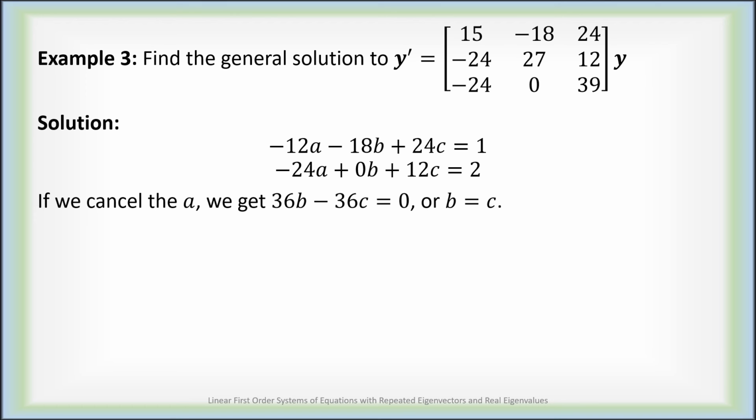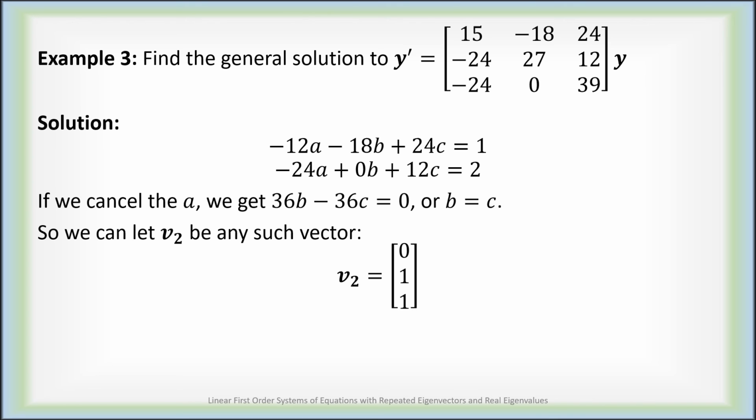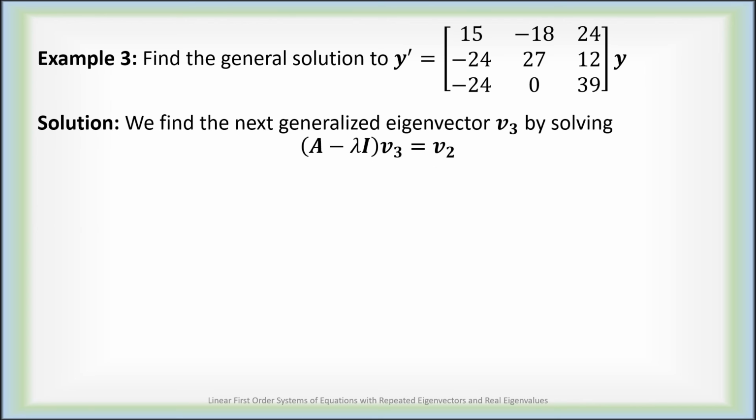If we cancel the a's from the two equations, for example by subtracting 2 times the top equation from the bottom, you'll derive that 36b minus 36c is equal to 0, which means b must equal c. So as long as b is equal to c, we've got a solution. So we can let v2 be any vector for which b is equal to c. And the simplest one I can come up with is 0, 1, 1. So 0, 1, 1 is a generalized eigenvector associated to the eigenvector we started with.